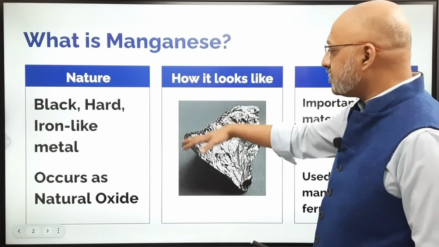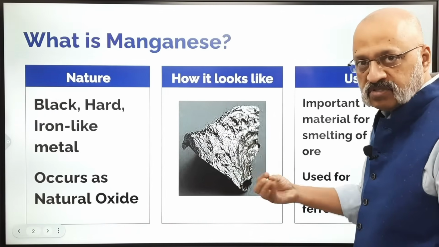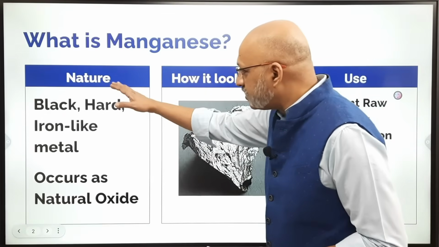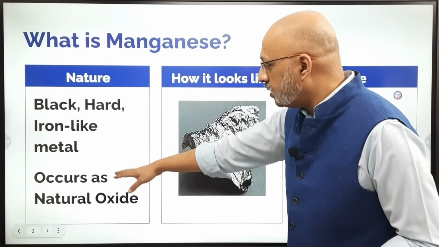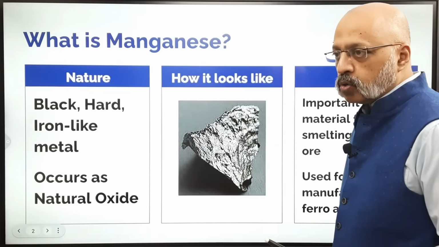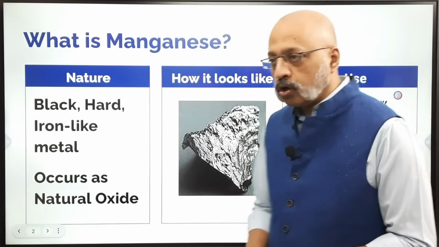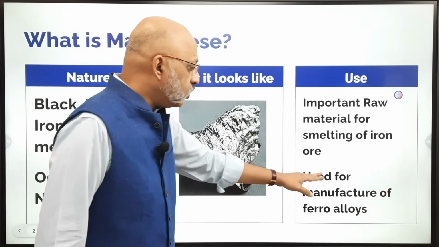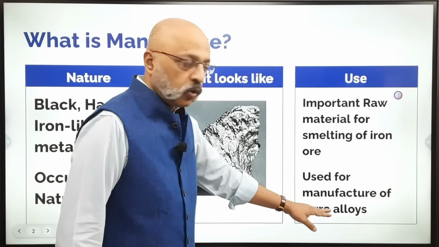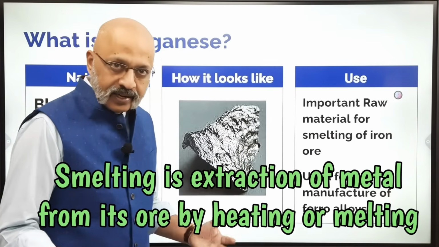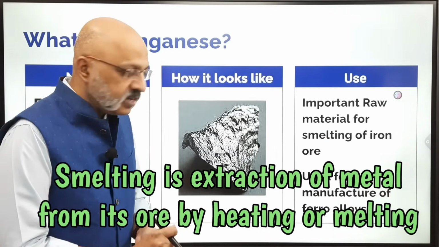Now, manganese, this is what a manganese deposit looks like. Now, what is manganese? Manganese is a black hard iron-like metal, occurs as natural oxide. This is what it looks like, and it is an important raw material used for smelting of iron ore and used for manufacture of ferroalloys. These are technical terms, smelting, etc. It's a technical term, so I'm not getting into very great detail about it.